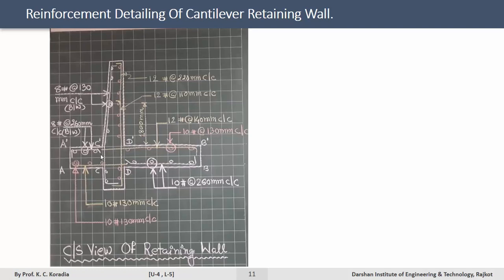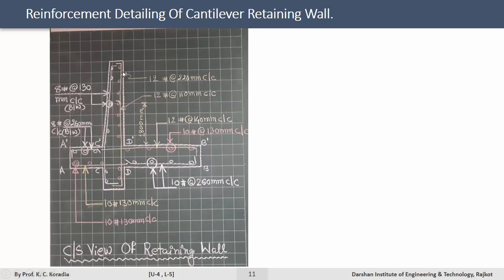On the top face of the toe slab, we are supposed to provide temperature and shrinkage steel which is of dia 8 torr and a spacing of 260 mm center to center. These steels are in both ways. This is the horizontal steel as well as the steel perpendicular to the screen. Here I would like to note that this temperature and shrinkage steel does not require any development length.